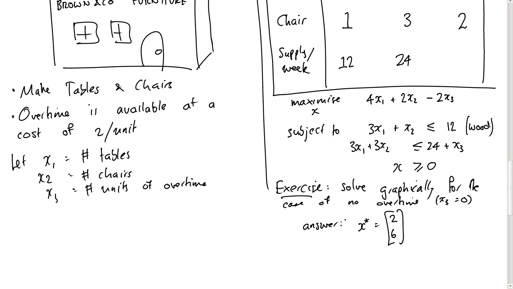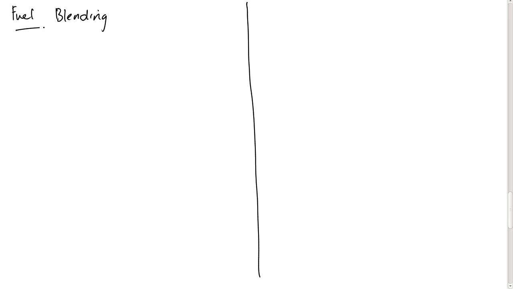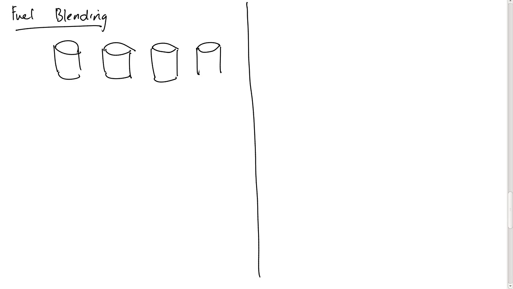Okay, so that's a production problem. What else can we do with linear programs? Let's have a look at another one. Now we're a big oil company and we're blending fuel. So basically we've got 4 different big bins or big buckets of fuel. Okay, so this is fuel 1.